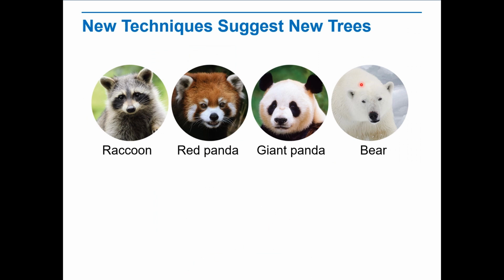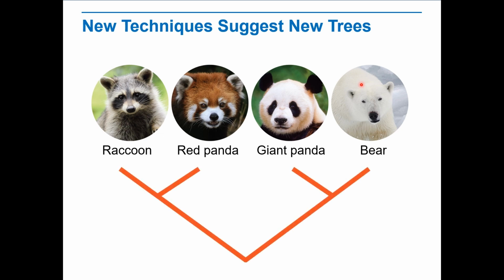Scientists use DNA evidence when anatomical traits alone can't provide clear answers. Giant pandas and red pandas, for example, share anatomical similarities with both bears and raccoons, and both of them have peculiar wrist bones that work like a human thumb. Let's look at the cladogram.